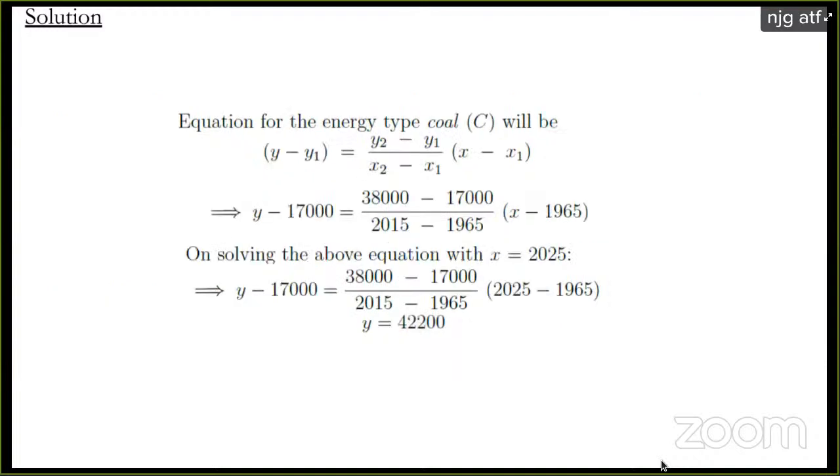In the same way, we will calculate the equation for energy type coal. From the data, in the year 2015 the energy consumed is 38,000, and in the year 1965 the energy consumed with respect to coal is 17,000. So these will be my x1, y1 and x2, y2. Substituting in the 2 point form with x equal to 2025, you will get the y value as 42,200, which is small c. So this also doesn't match the options.